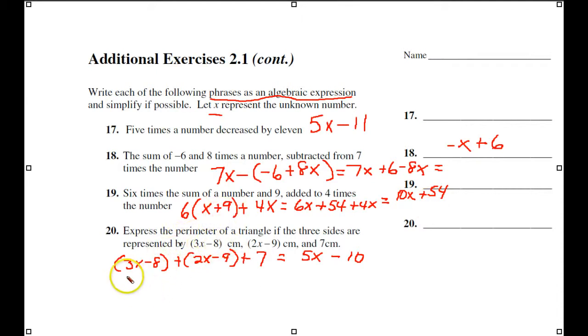So here's a triangle. This is one side, and the third side. And since there's no subtractions, we don't have to change any signs. We're just going to group like terms. A 3x and a 2x give me a 5x. A negative 8 and a negative 9 give me a negative 17. Plus 7 give me a negative 10.